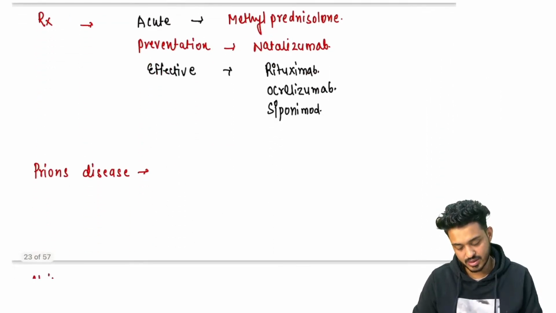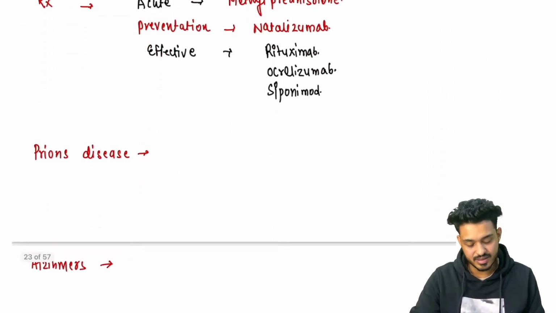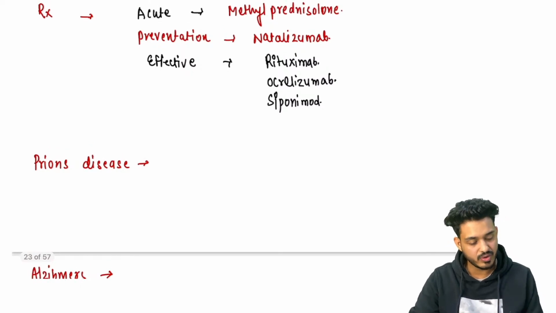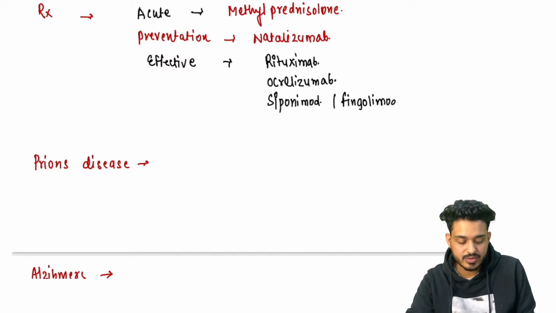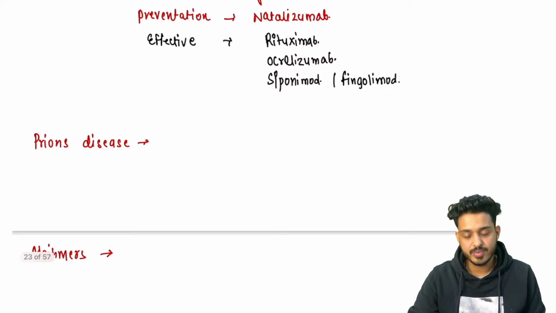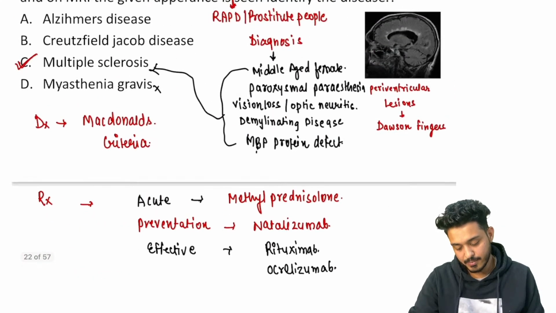Multiple sclerosis. Okay. Yes, siponimod or fingolimod, both of them we can use. Fingolimod we can also use. Right? So that is going to be the treatment for the multiple sclerosis.